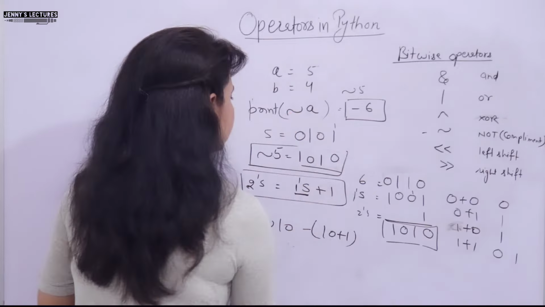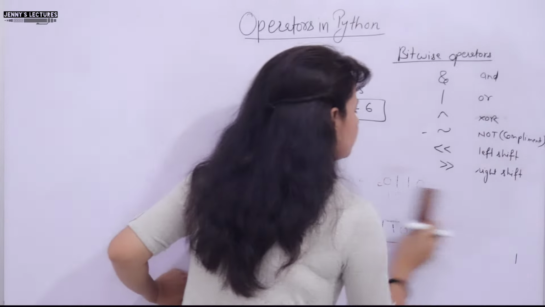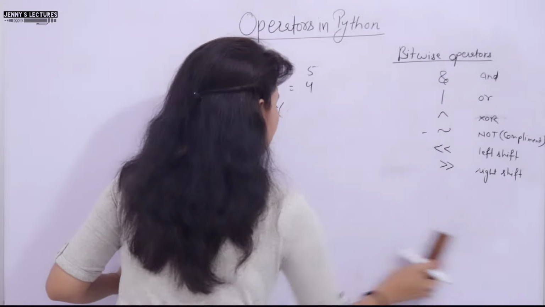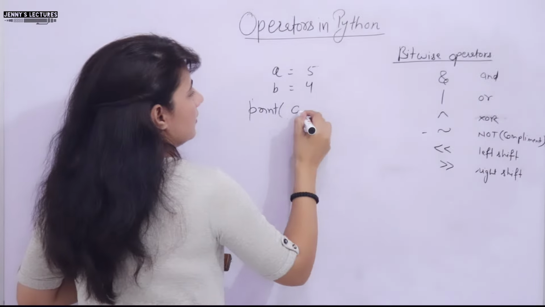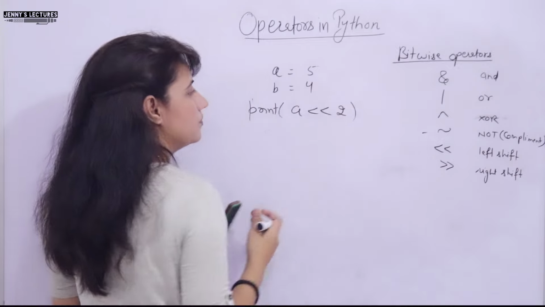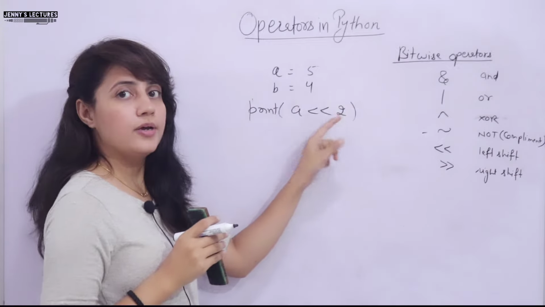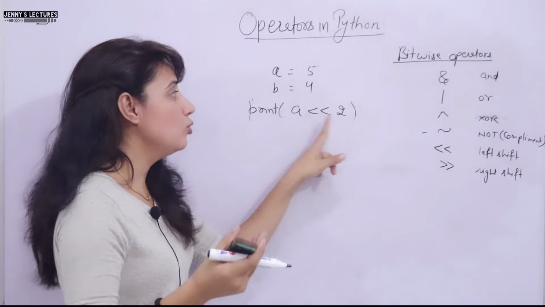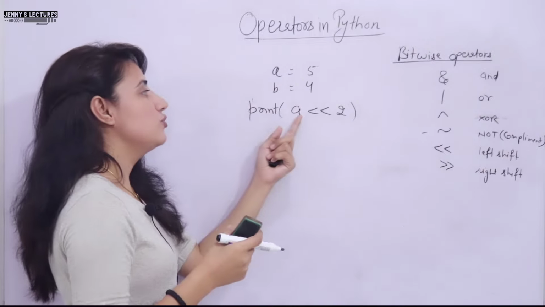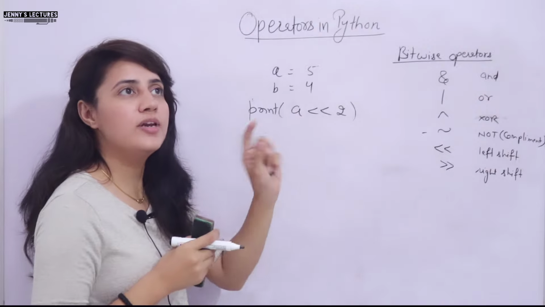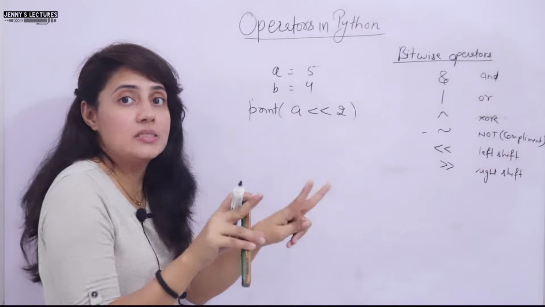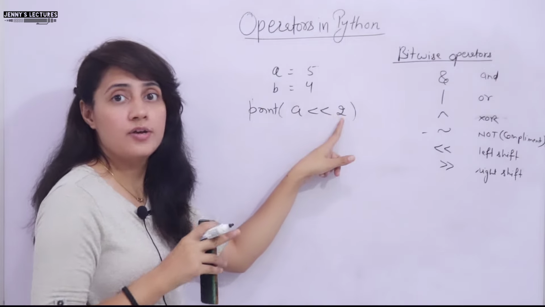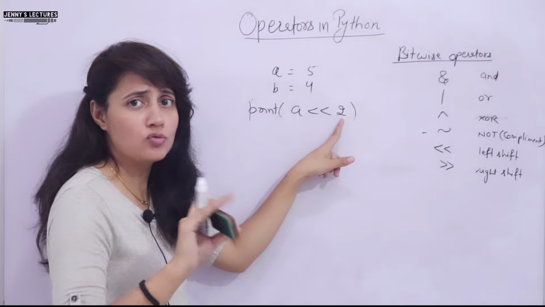Okay. Now next is left shift. See, this is also very interesting. Now if I left shift this A, left shift 2. It is going to left shift the first operand with respect to the second operand. The first operand A is 5. So we are going to left shift 5 by 2 bits. Here you can write 1, 3, 4, 5, any number of bits. It's not that you have to write only 2.